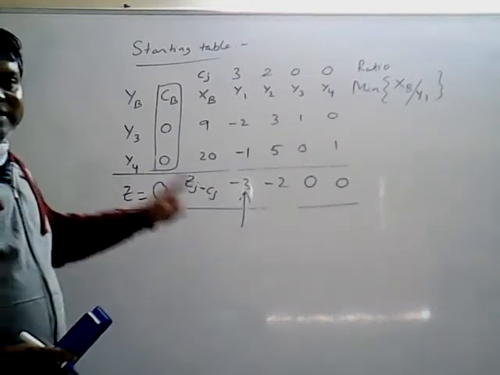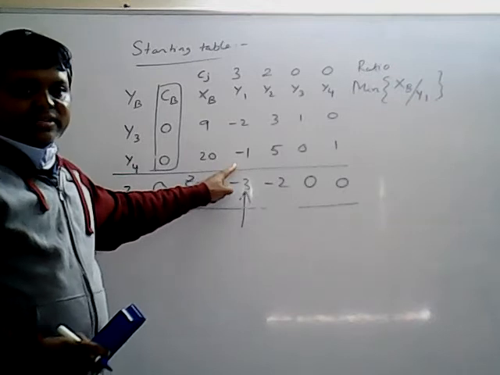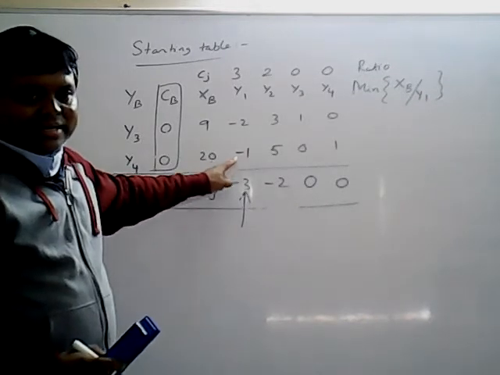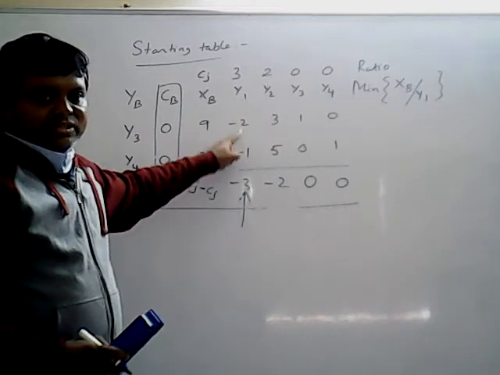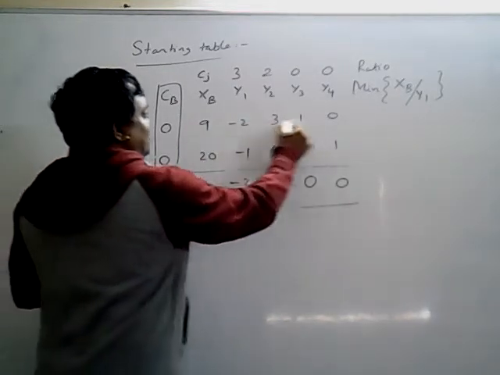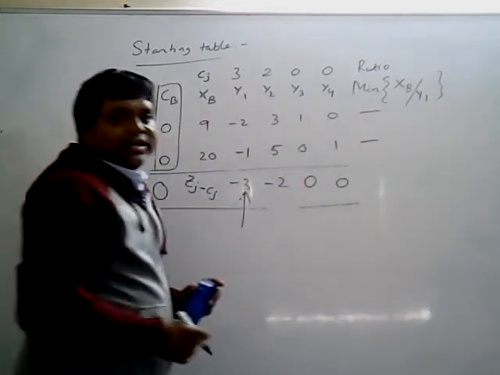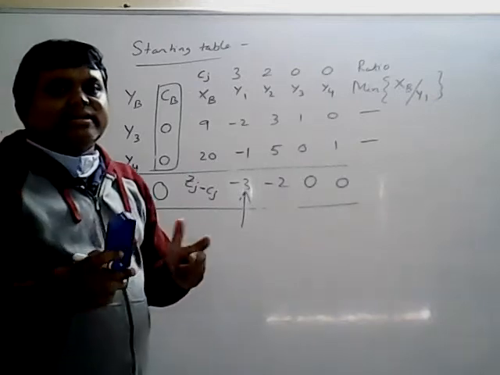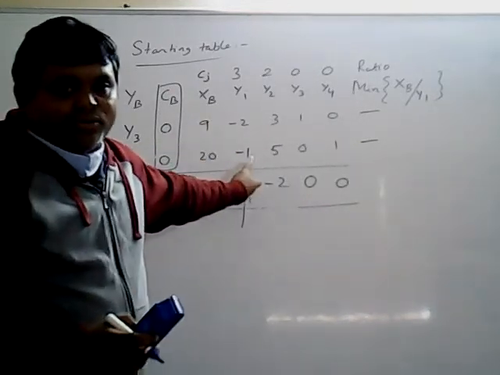So what does that mean? In your entering column, if 0 is there or a negative number is there, don't consider the ratios. That means at least one positive value is required. But in this case, what happened? -2 is also negative, -1 is also negative, and you won't get the ratios. That means you won't get the deleting vector. This type of solution is called an unbounded solution.